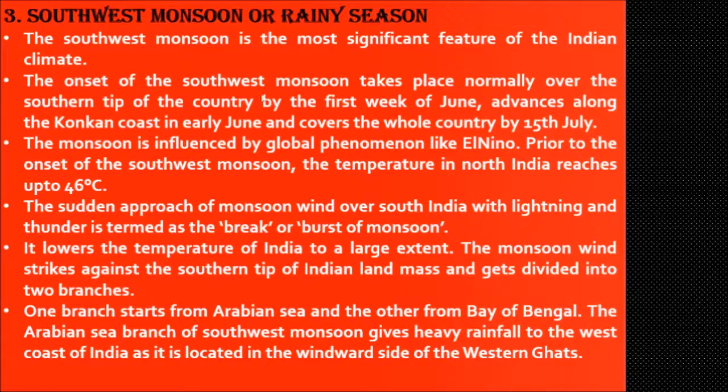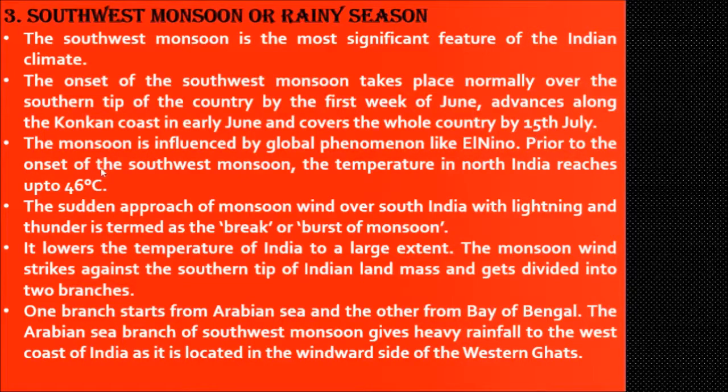The onset of the southwest monsoon takes place normally over the southern tip of the country by the first week of June, advances along the Konkan coast in early June and covers the whole country by 15th July. So by the first week of June, the mild rainfall starts, and by 15th July all the country will get the rainfall. The rainfall starts all over the country.